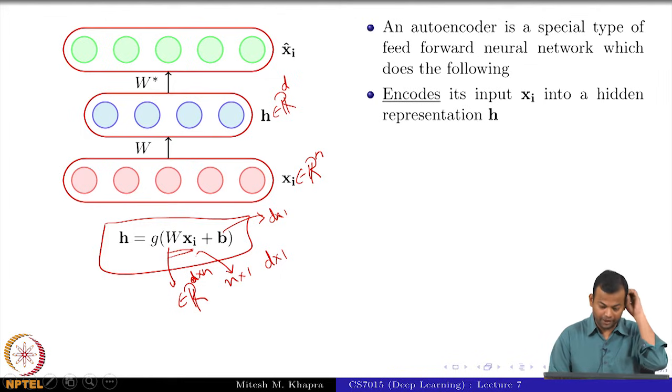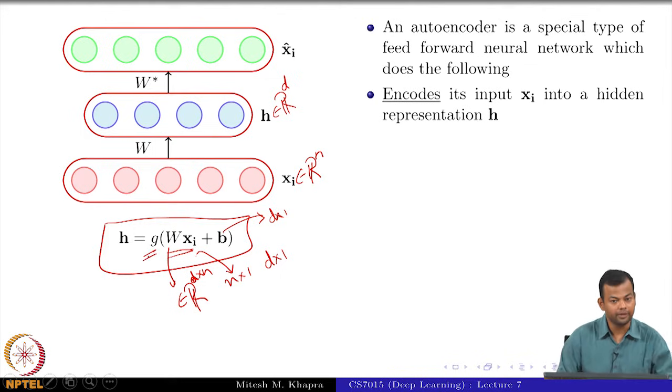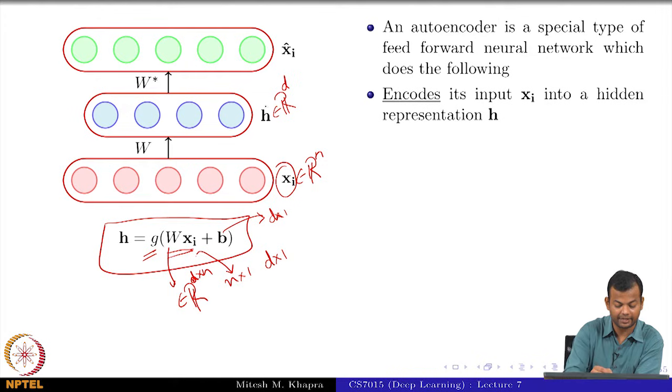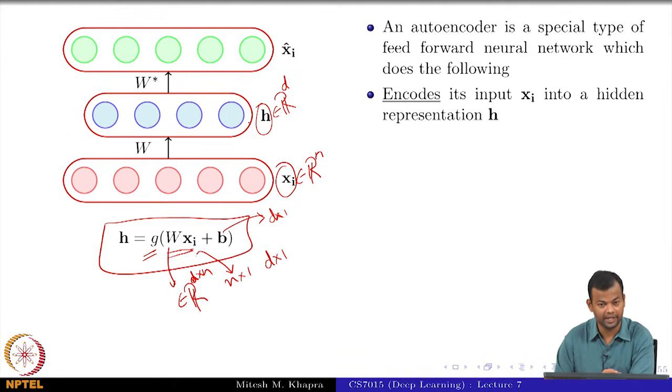And then on top of that you have this non-linearity g, which will operate element-wise just as we had seen earlier. It could be any of the sigmoid functions, the logistic or tanh and so on. So, the end result is you have taken an input xi and encoded it into a hidden representation h by using a linear transformation first and then a non-linear transformation. I refer to Wx plus b as the linear transformation because it is a matrix multiplication.